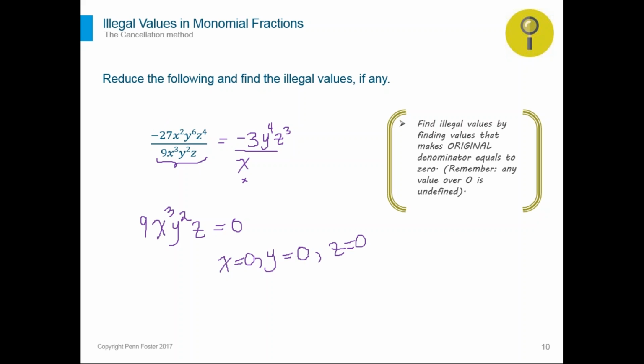And one more time, the more common mistake I see is that students will go and bring the illegal values from the denominator of the reduced form of the fraction, which is not correct. We need to go to the original denominator. Any questions?